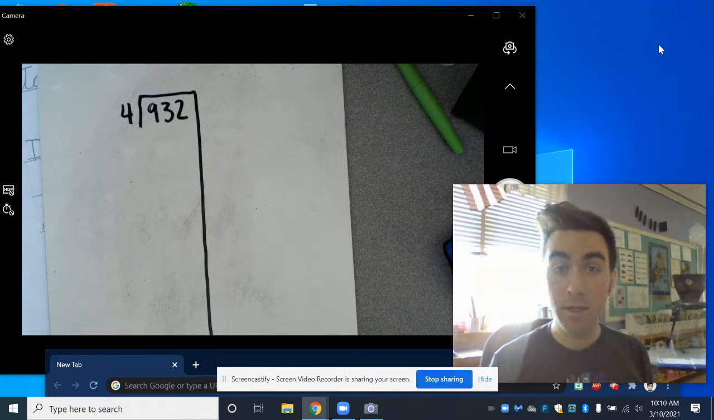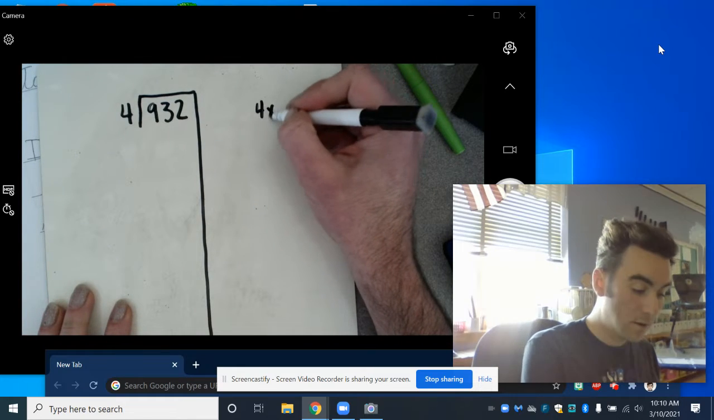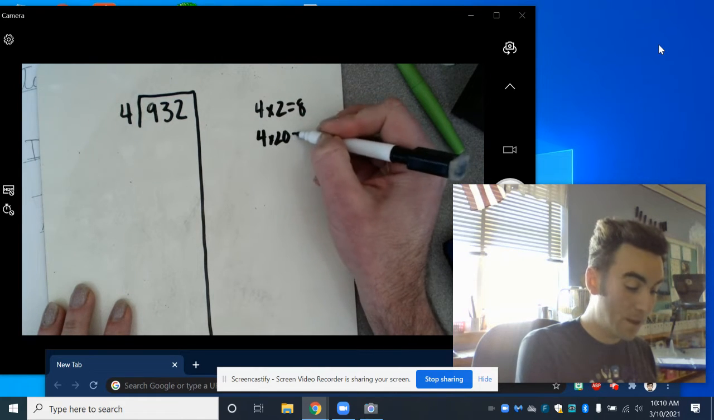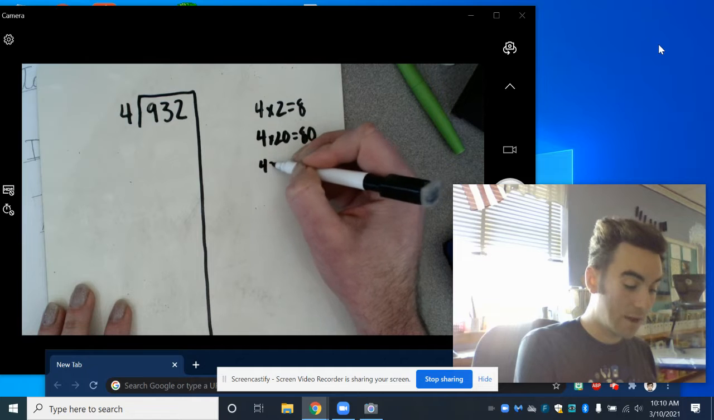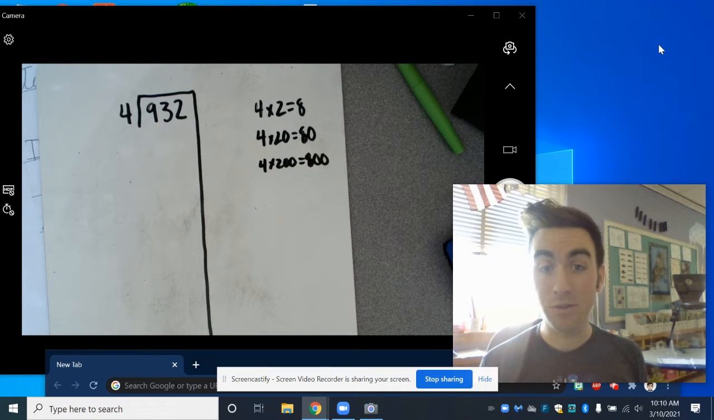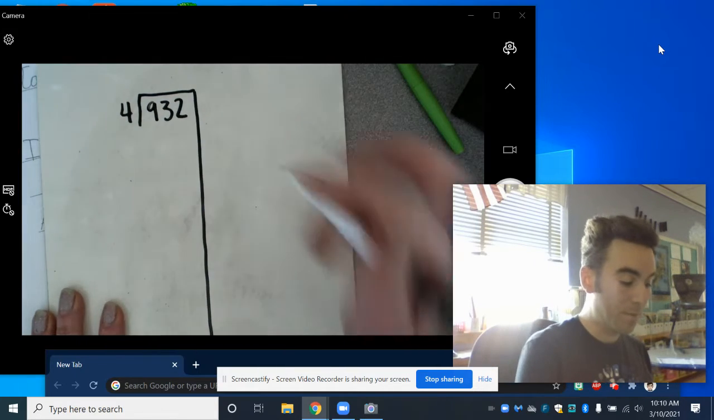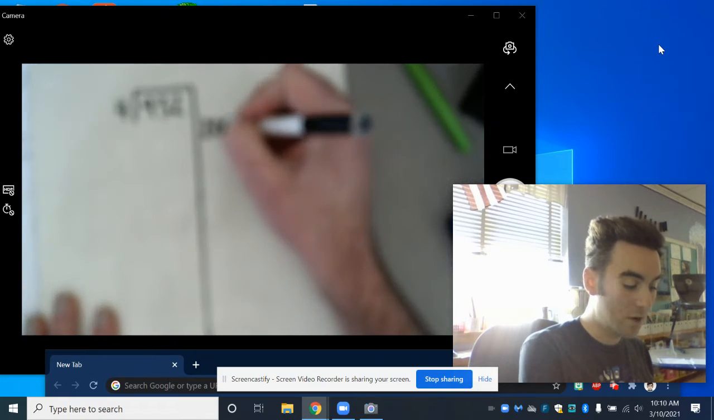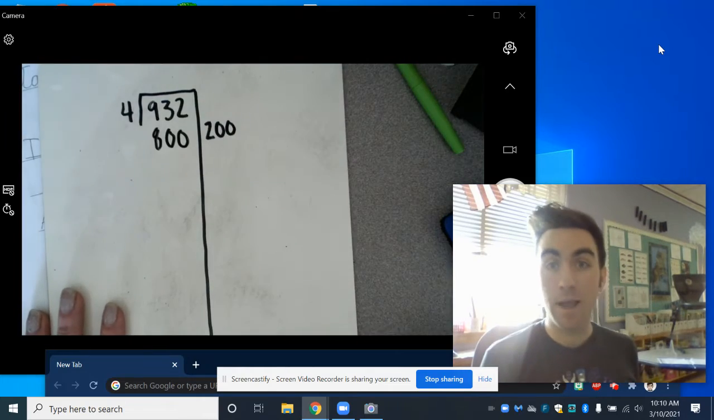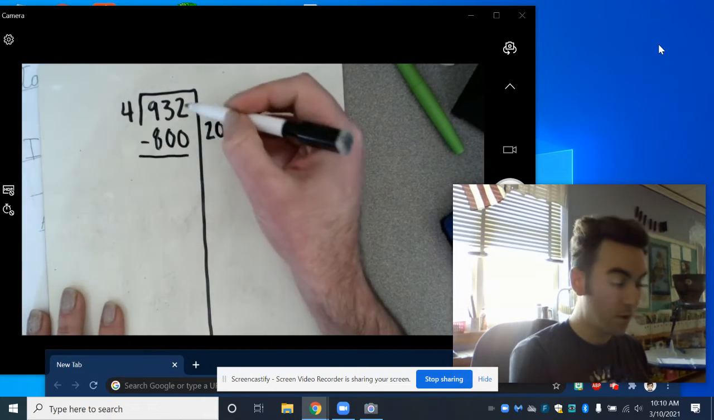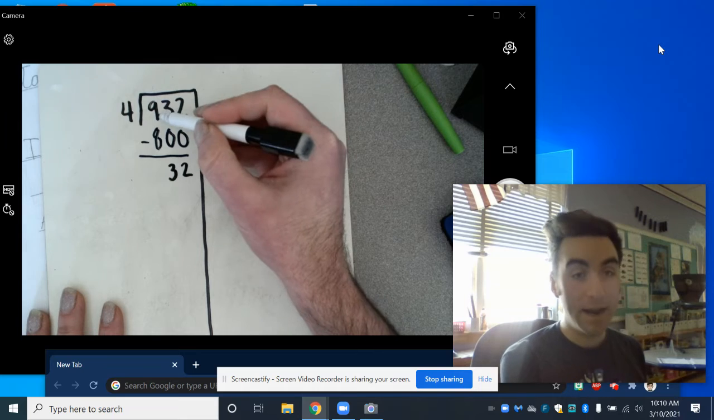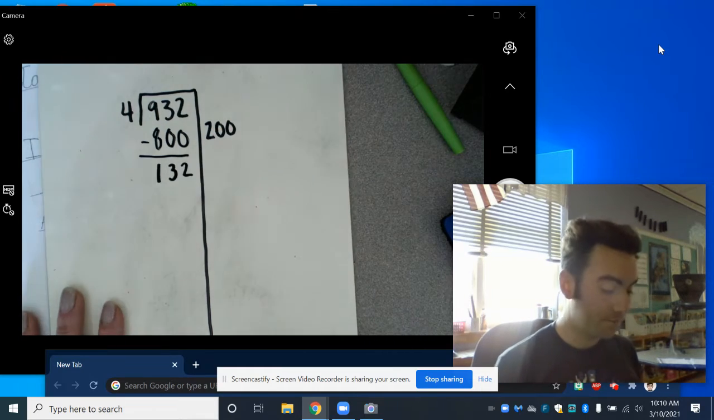Well, I know that 4 times 2 is 8. So that would mean that 4 times 20 would be 80, and that 4 times 200 would be 800. So I'm going to take out 200 groups of 4. I'm going to put my partial quotient off to the side because I'm taking out 200 groups of 4, which is 800. And then next, I subtract. 2 minus 0 is 2, 30 minus 0 is 30, and 900 minus 800 is 100.